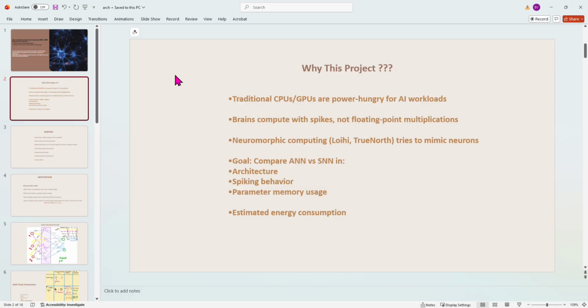So the goal of my project is to compare ANN and SNN models in 4 different areas: architecture, spiking behavior, parameter memory usage, and energy consumption. Basically, we want to understand if both ANN and SNNs have the same architecture, how does their behavior change? Does the SNN really save energy, and how different is the computational style compared to a normal neural network?